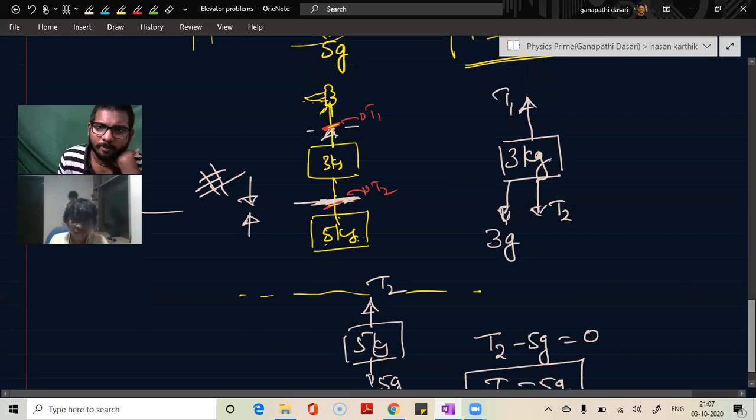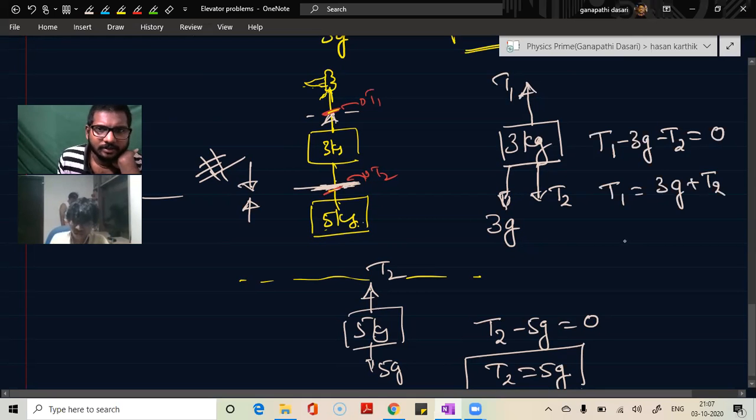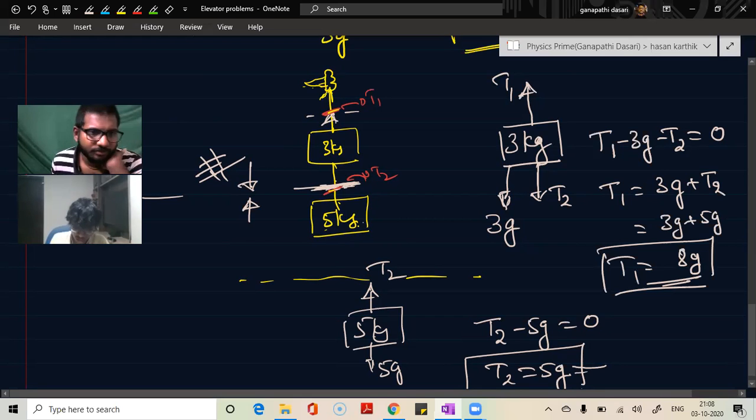Then I will go to the upper block. Here, what is the force? T1 is upwards, 3G is downwards, minus T2 is downwards, is equal to what? 0, because it is also at rest. Then T1 is equal to 3G plus T2. What is T2? 5G. So 3G plus 5G is equal to 8G. T1 will be 8G, T2 will be 5G.